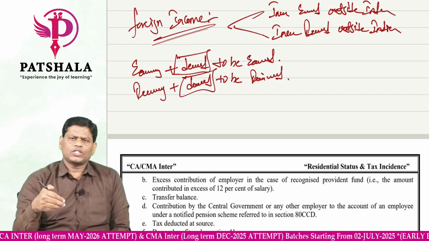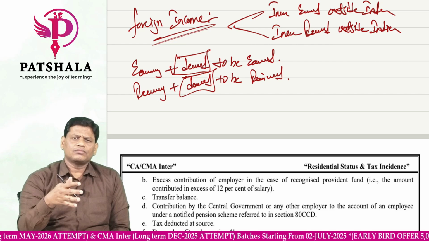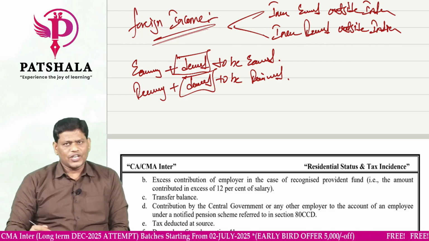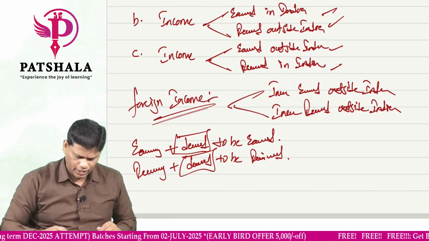Okay, let's go through that theory now. What is earning, deemed to be earned, received, deemed to be received, then I will tell you the tax incidence date. Clear? So let's see the theory.